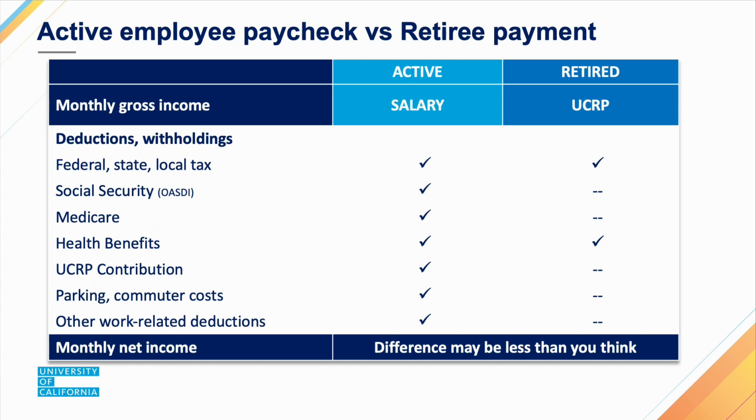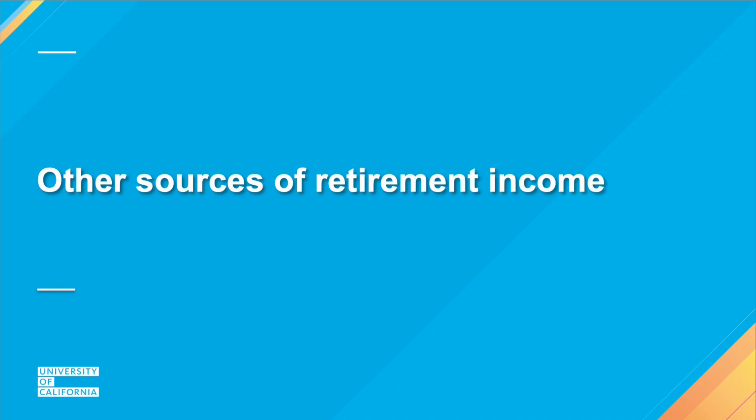Now, even though the cost of the retiree medical plan goes up in retirement, after deducting the insurance premiums and federal and state taxes, the net benefit may actually be closer than what you would normally think. Now let's go ahead and look at some of the other potential sources of retirement income that you might have.